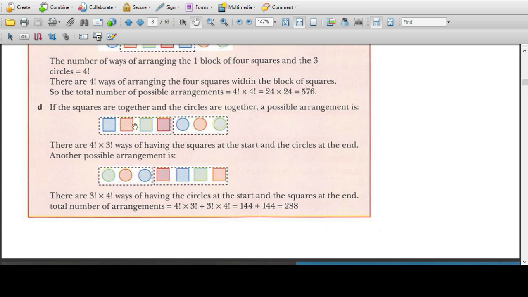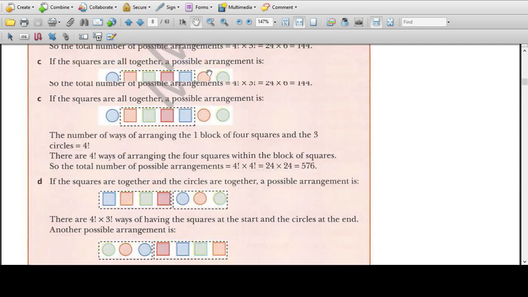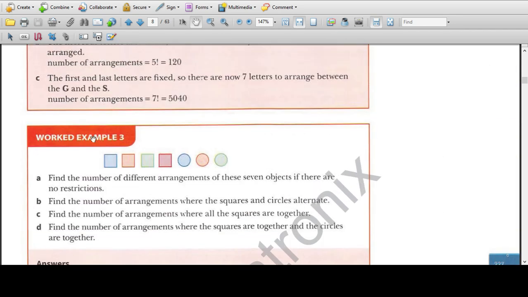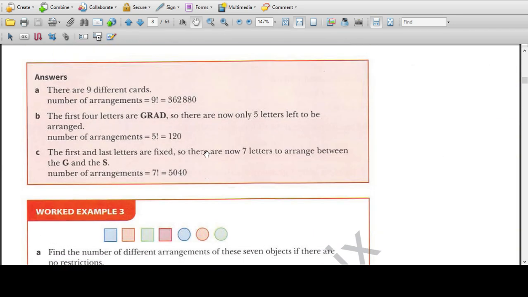So within the squares there are 4 factorial possibilities, and within the circles there is 3 factorial. So 4 factorial times 3 factorial plus 3 factorial times 4 factorial. So when we add it all, it becomes 288. This part D is very important. This worked example is very important.